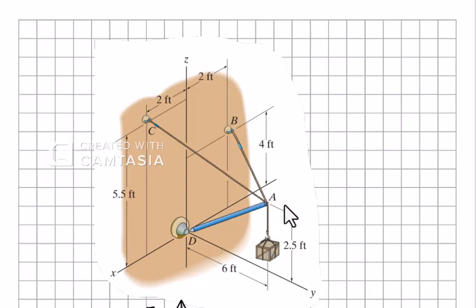The AD is in the plane Y and Z, okay? And C and B are in the plane X and Z as well, okay? So let's look at this now expressed as a free body diagram. So go ahead and pause the video and draw your free body diagram.